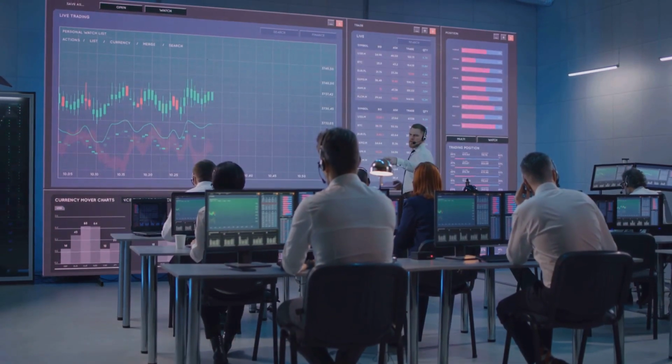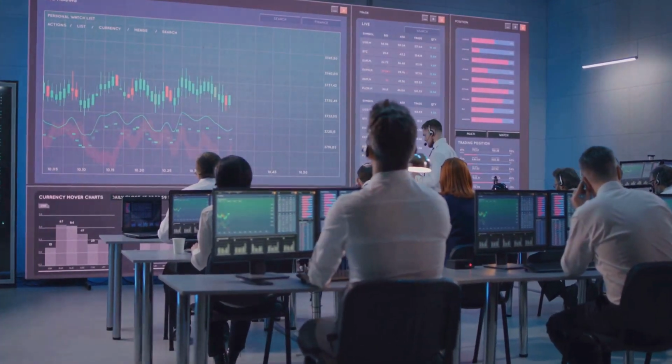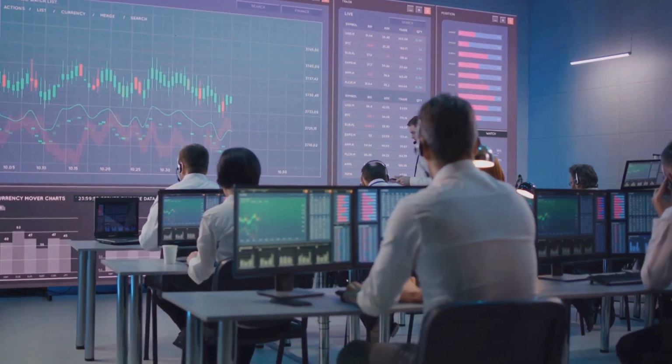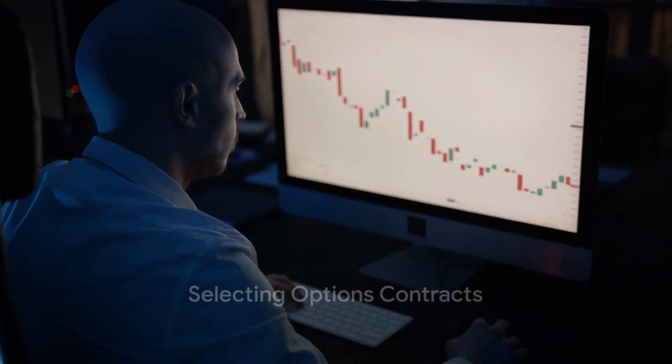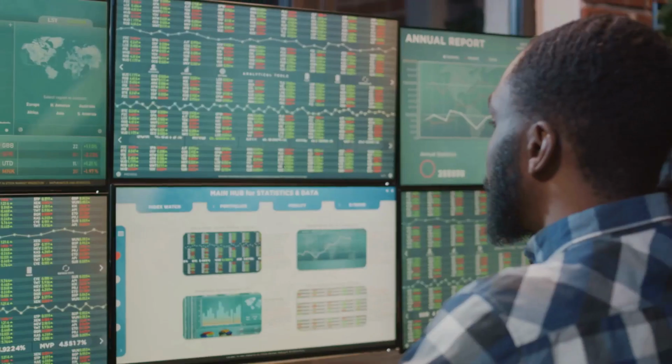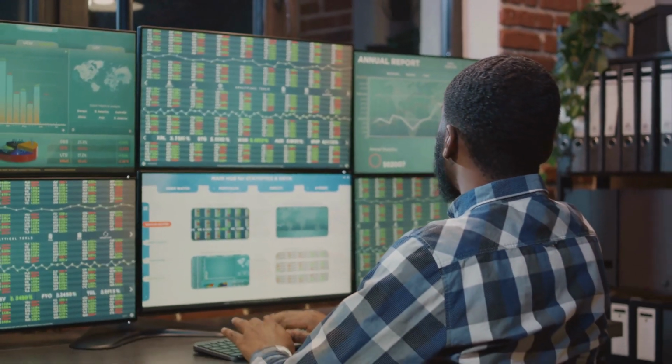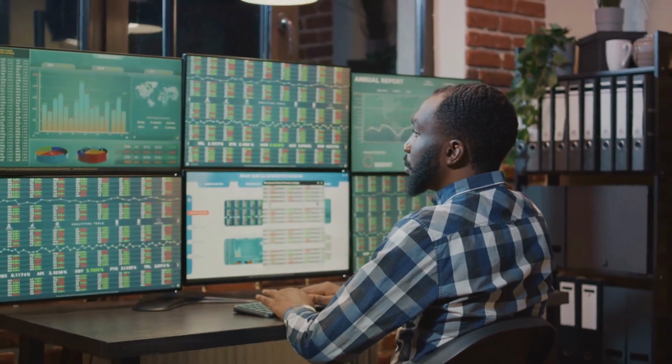So, ready to explore the best practices and tips for options trading? Buckle up and let's get started. First off, selecting options contracts. It's not just about picking any contract that comes your way. You might be tempted to jump on the first opportunity that presents itself, but hold your horses. There's more to it than meets the eye.